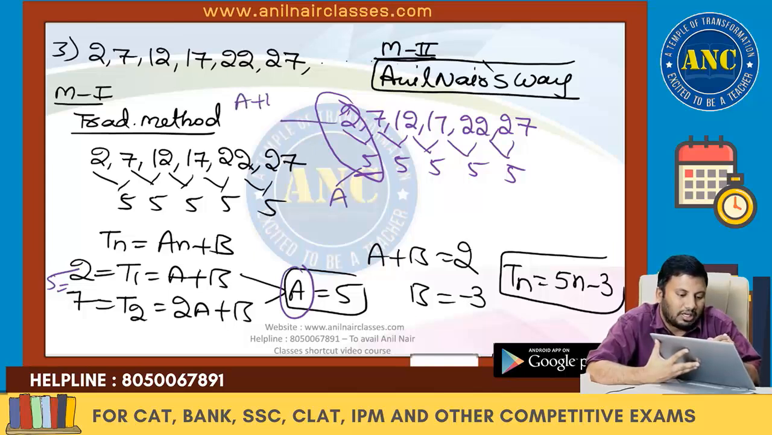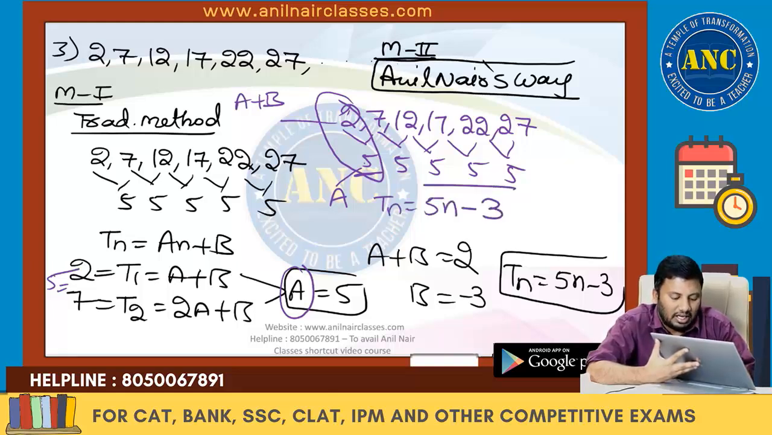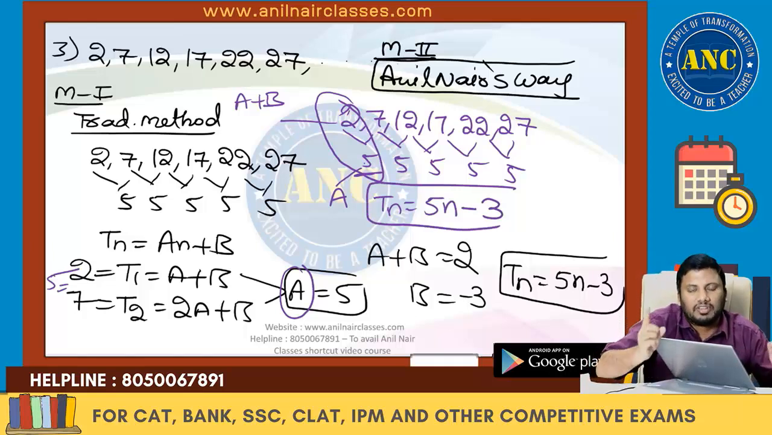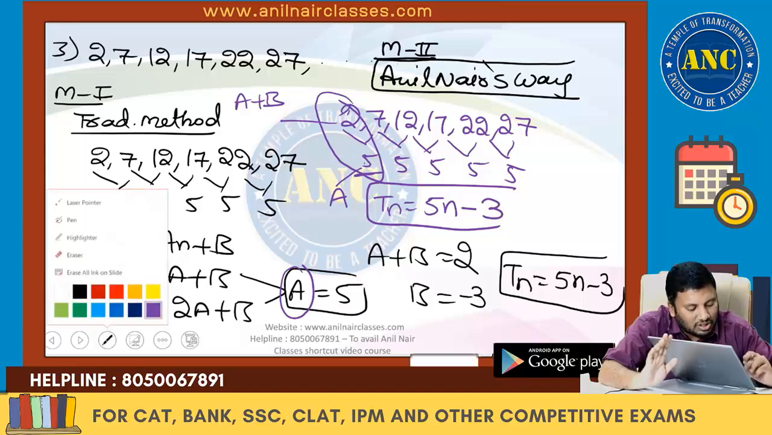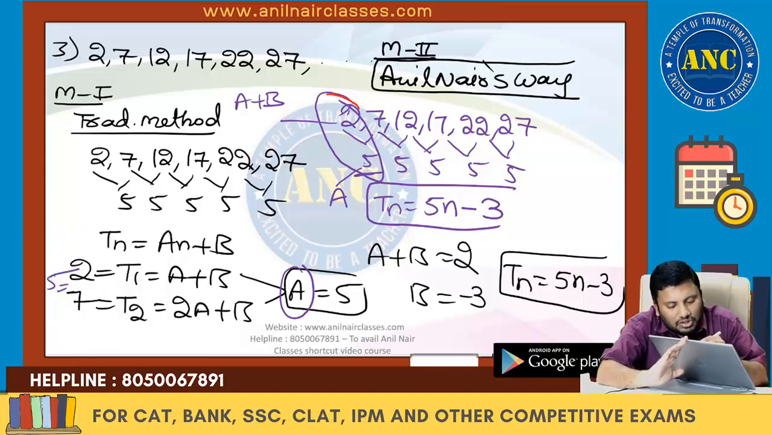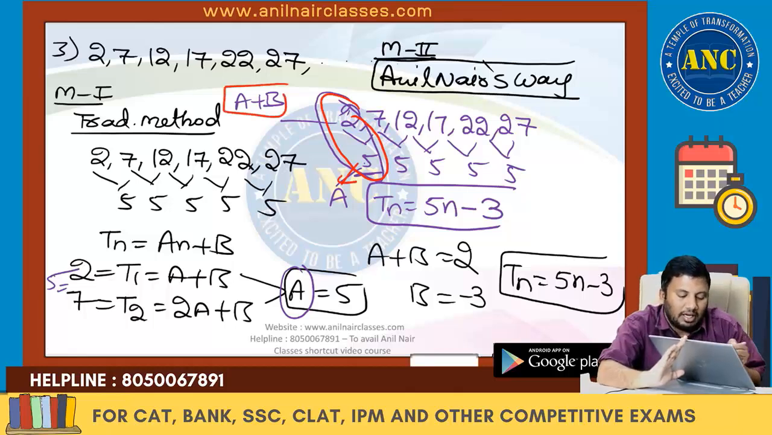This is nothing but A plus B. A is 5, directly 5n. B will become minus 3. Tn is 5n minus 3. If the difference is constant in one step, the leftmost values are given by A and A plus B.